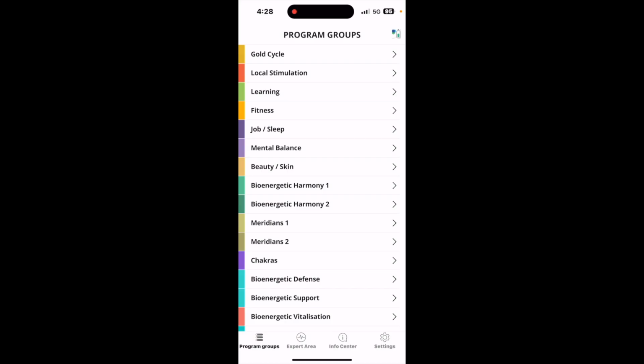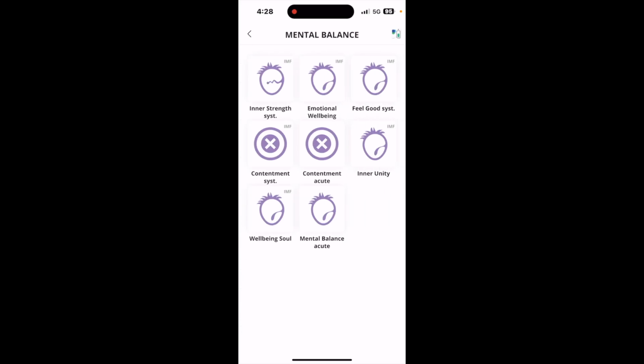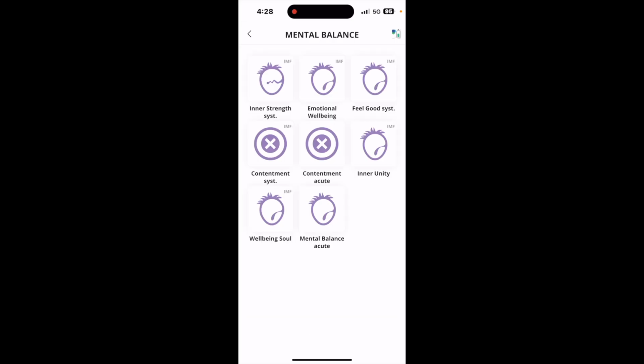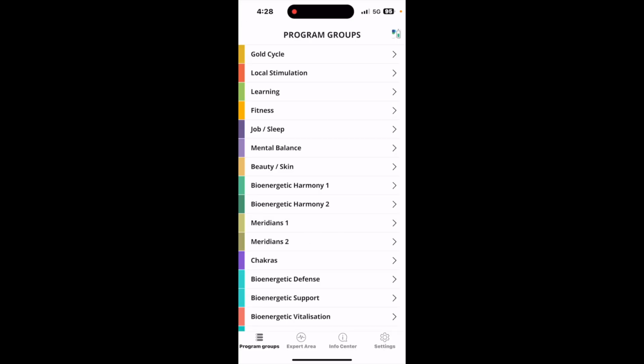Next, we go to mental balance. There is a mental balance acute here. Mental balance acute, 20 minutes, use the same method. So when they are in the midst of it, using the microcurrent method is the fastest way to bring the person into a calm state. So this is for acute, to manage immediately when the panic attack or the anxiety is present.